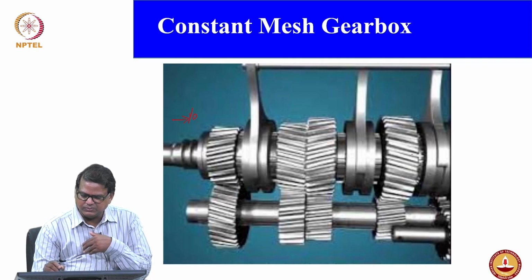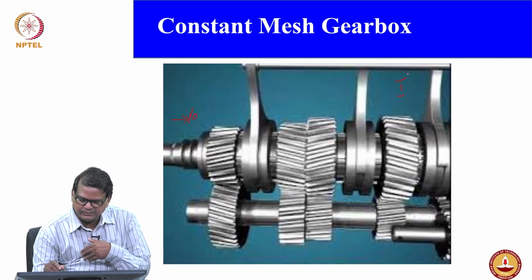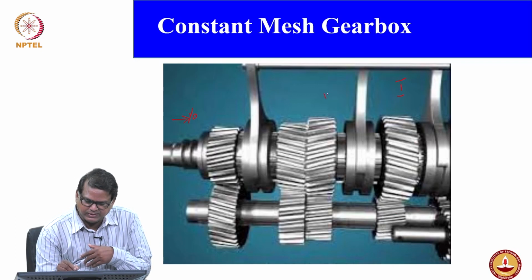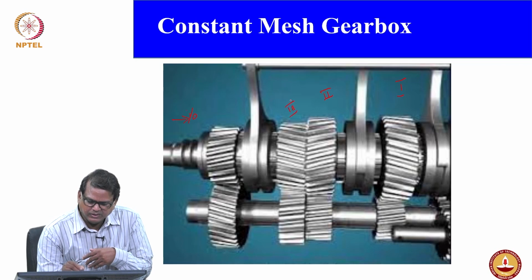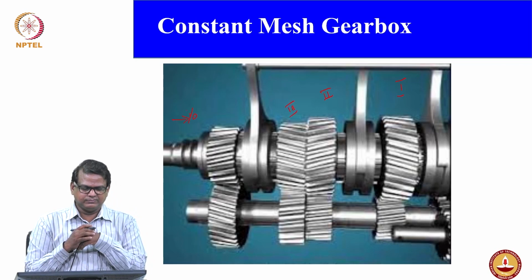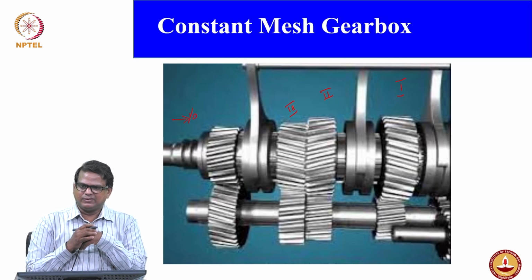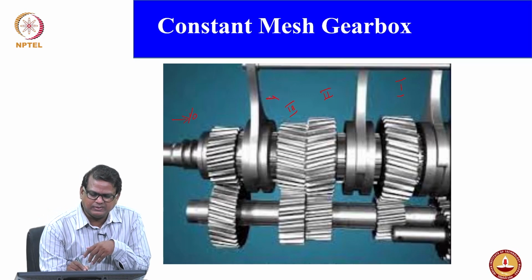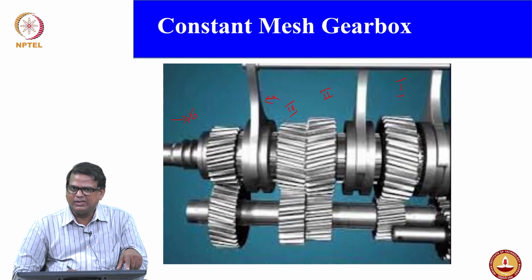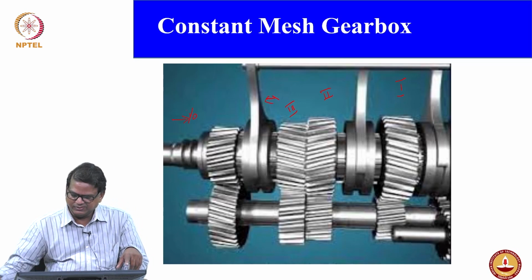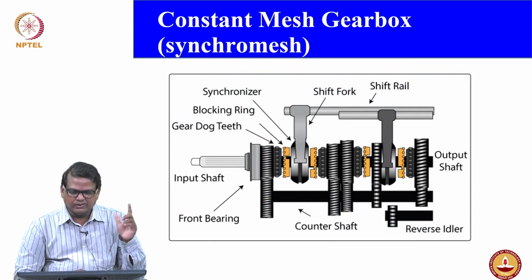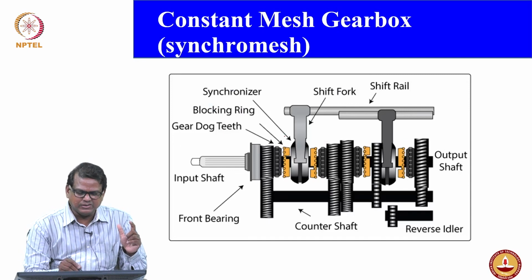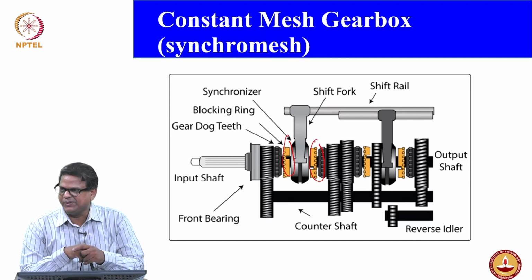You can see that this is your first gear, this is your second gear, and this is your third gear. What about the fourth gear? Where is the fourth gear? Probably this is attached straight away to the input shaft, that is the fourth gear. And this is again a constant mesh gearbox, the only difference is the selection mechanism. This selection mechanism is a synchro mesh.